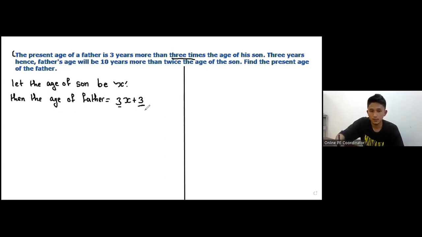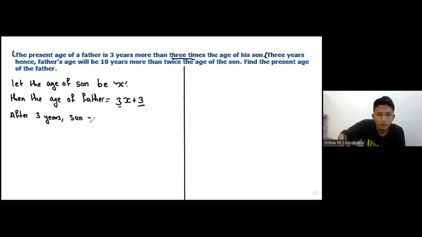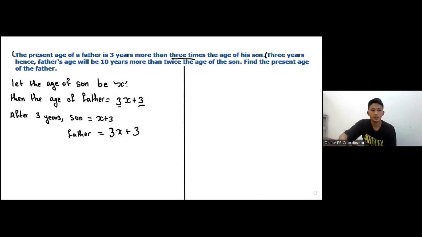Now the third part of the question: 3 years hence. After 3 years, the son's age will be x plus 3, since you have to add 3 more years. Similarly, the father's age will be 3x plus 3 plus 3, after 3 years.